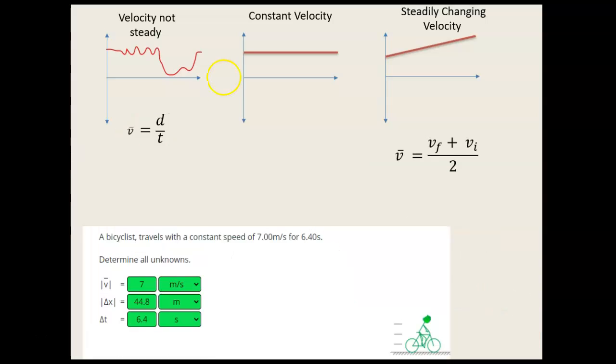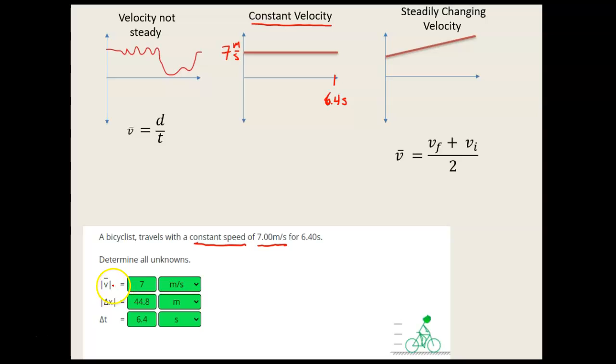This one's out of Positive Physics. Okay, here a bicyclist travels with a constant speed. Okay, so now we're talking about our constant speed, constant velocity situation. At a constant speed of 7 meters per second, we're at 7 meters per second for 6.4 seconds. Okay, so we're just same speed for 6.4 seconds.